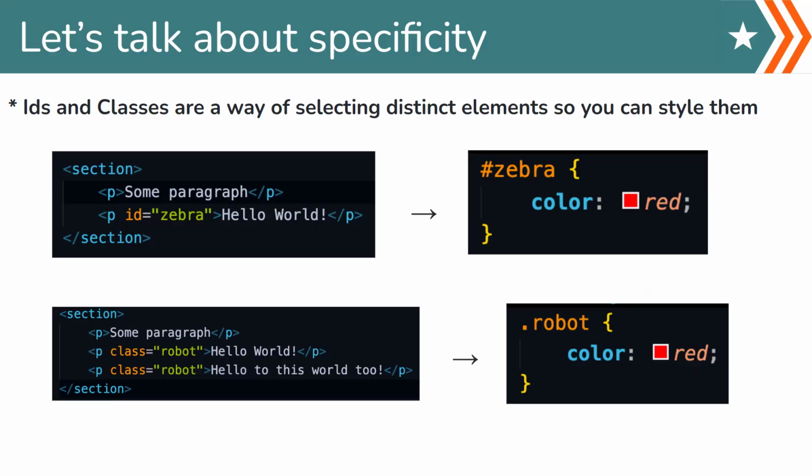Do I have any questions about ID or class so far, how they're added into a tag or how they're called upon using CSS? Cool.